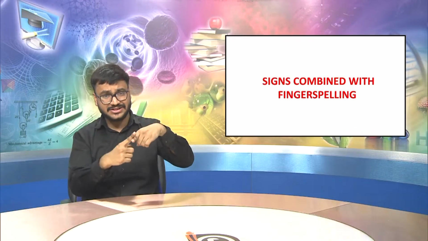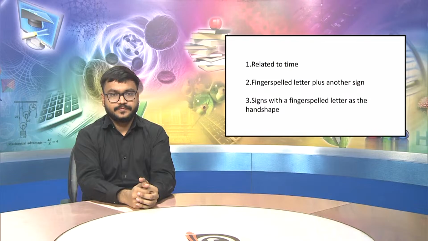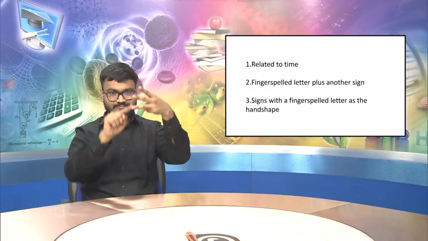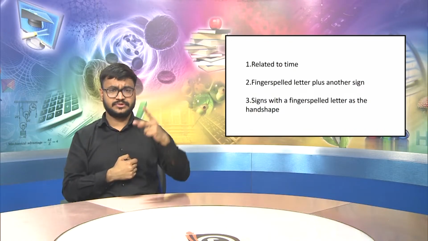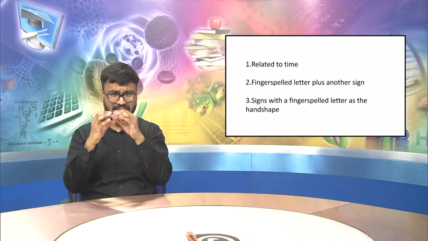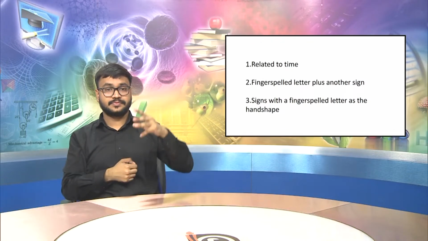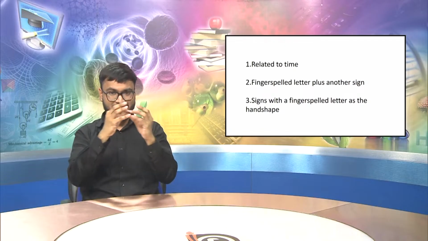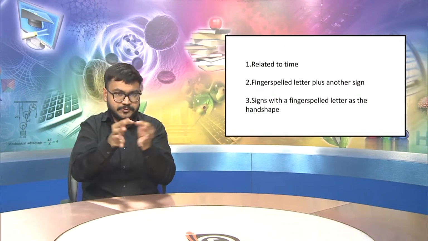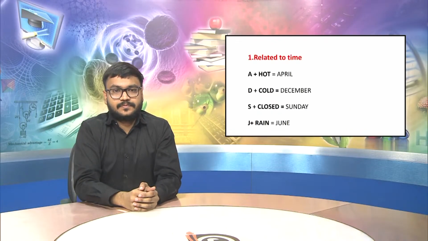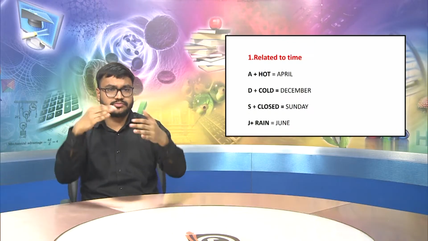Now we will learn the signs combined with the finger spellings. In this we can learn some various topics: first, those related to time; second, a finger spelled letter along with another sign; and third, signs with the finger spelled letter as the hand shape. We will learn about these. First is related to time.